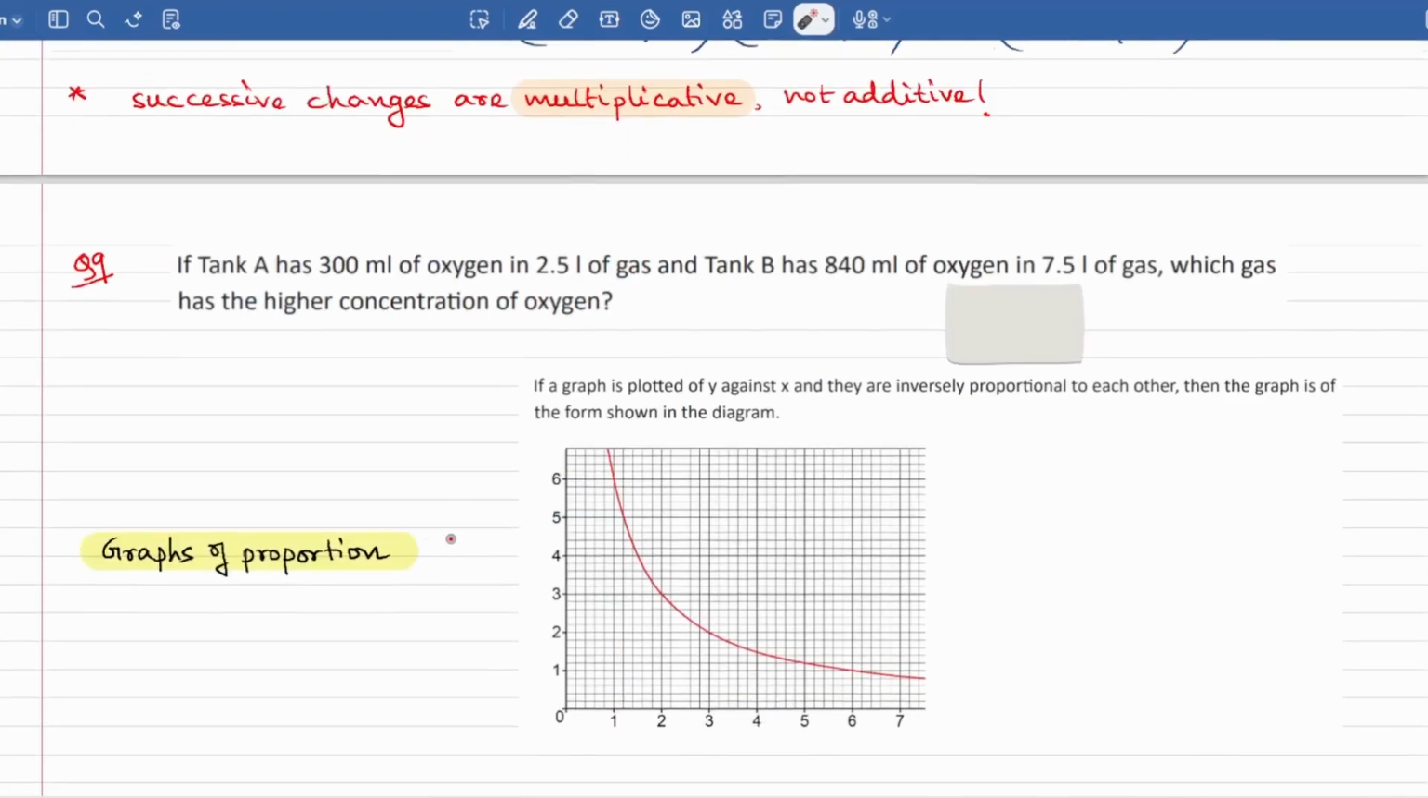Alright, now graphs of proportion. I have already talked to you about the graphs of direct proportion. They are always a straight line going upwards. Now I have already talked to you about the graph of direct proportion, which is a straight line sloping upwards. So K is positive as X is increasing, Y is increasing.